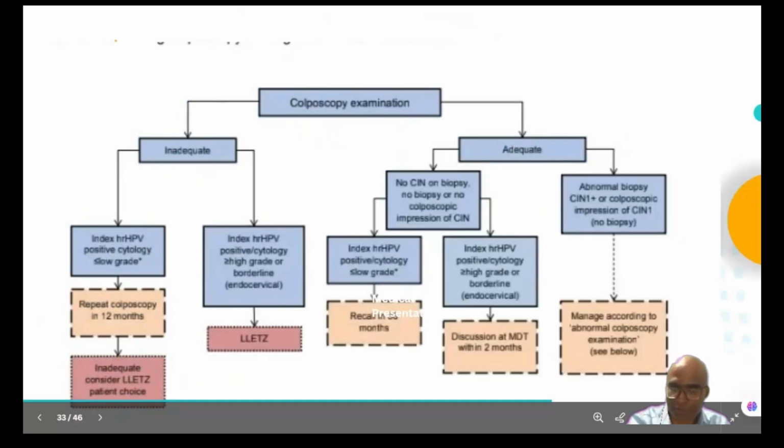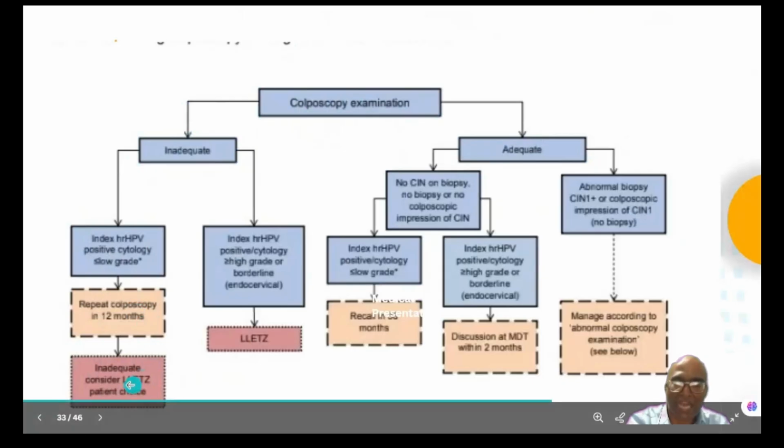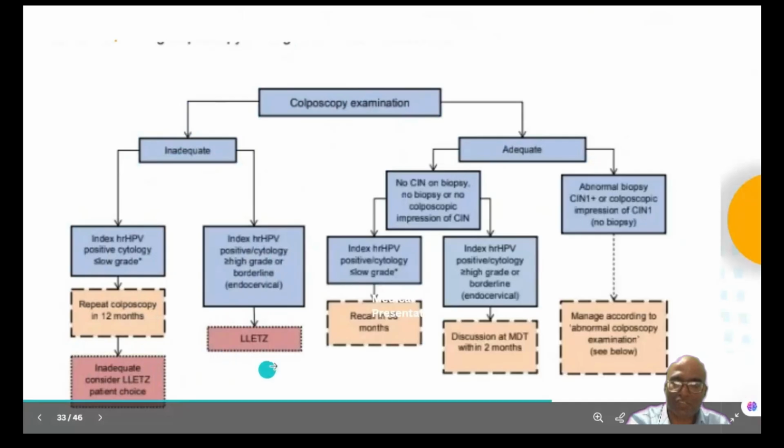There you will go for colposcopy. Are you able to correlate this, Doctor? Yes, sir. Okay. So your patient is for colposcopy, it is inadequate, but the cytology is low grade, so repeat colposcopy in 12 months. At 12 months again inadequate, then go for LLETZ. Now, if it is an inadequate colposcopy, but there is a high grade cytology, go for excision. This we have seen, when to excise. With high grade, you always go for excision, that is, you perform the LLETZ.